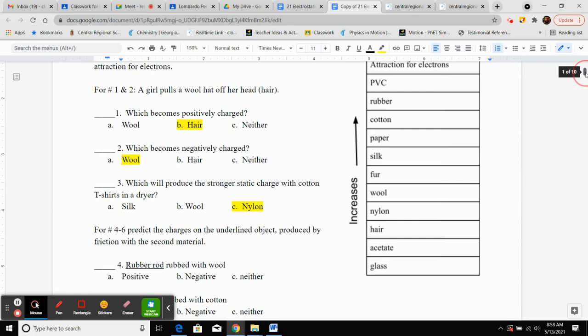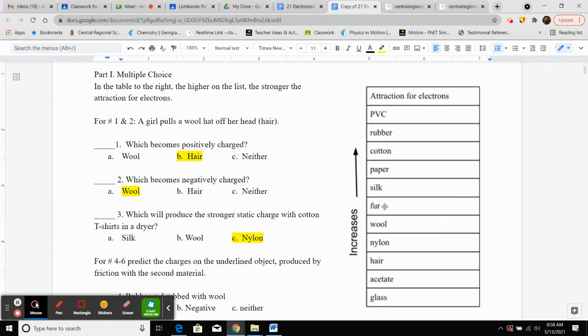So for our review, guys, first thing here, this table is going to be used for questions 1 through 6. How this works is, out of the materials here, if two materials get rubbed together, whoever's higher of the two has a stronger attraction for electrons, will take electrons from the other guy and become negatively charged, leaving the other guy with less electrons and possibly charged.